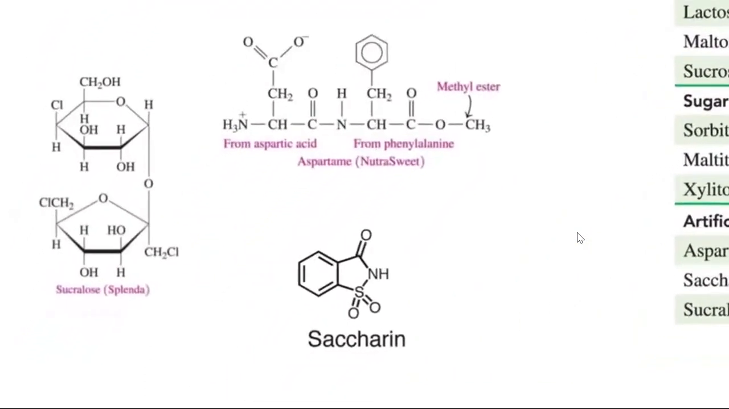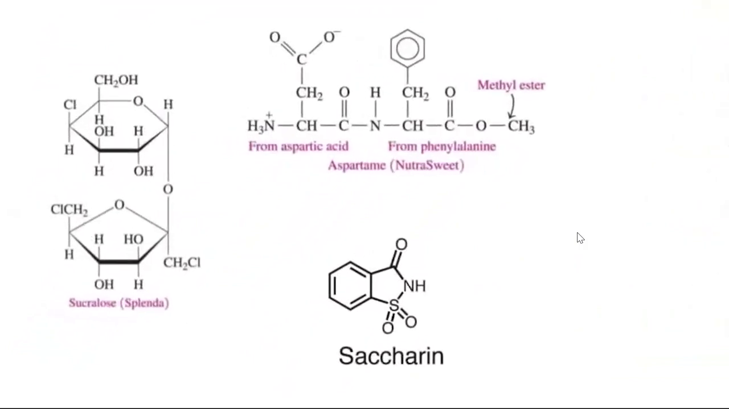So far we have seen many structures for sugars, okay? So here I have a very small sample of 3 different structures for artificial sweeteners, okay? The one that you see on the far left is sucralose, in other words, Splenda. Then on the right side, on the top, we see aspartame, which is also known as NutraSweet commercially. And at the bottom, we have saccharin, okay?